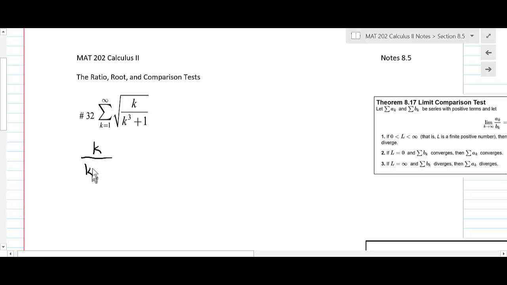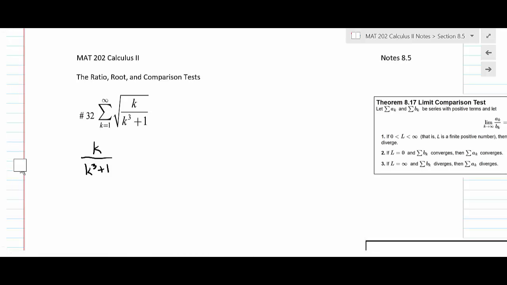Now you can just kind of forget about the square root for a minute. And if you look at that, notice that's a rational expression, and this thing is off by a power of 2. So what we said that we would do on this, if you look back in your notes, we did what we called the limit comparison test.